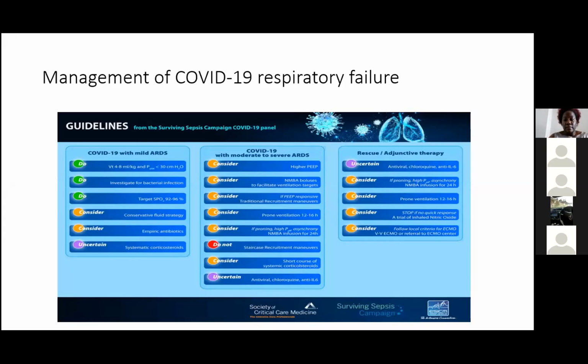You have your supportive management, which includes conservative fluid management, making sure the patient in a critical care unit has their calorie requirements met, sedation, and daily assessment of other parameters, looking at their need for sedation, looking at their need for lines and tubes, what you'd normally do in a critical care patient.